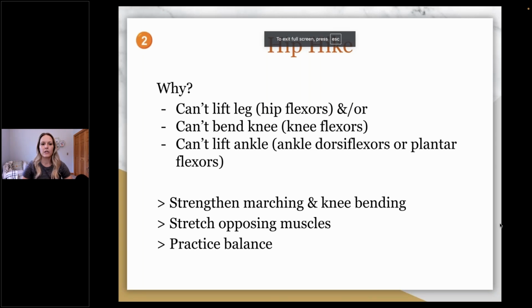Let me know in the comments if you now realize, after seeing that, oh, I think I do walk that way. So why does this happen? First, if you can't lift your leg, so if your hip flexors are weak, this can happen. If you can't bend your knee, or not necessarily can't, but if it's difficult for you to bend your knee, this can happen. If you can't lift your ankle, this can happen, as I just demonstrated.